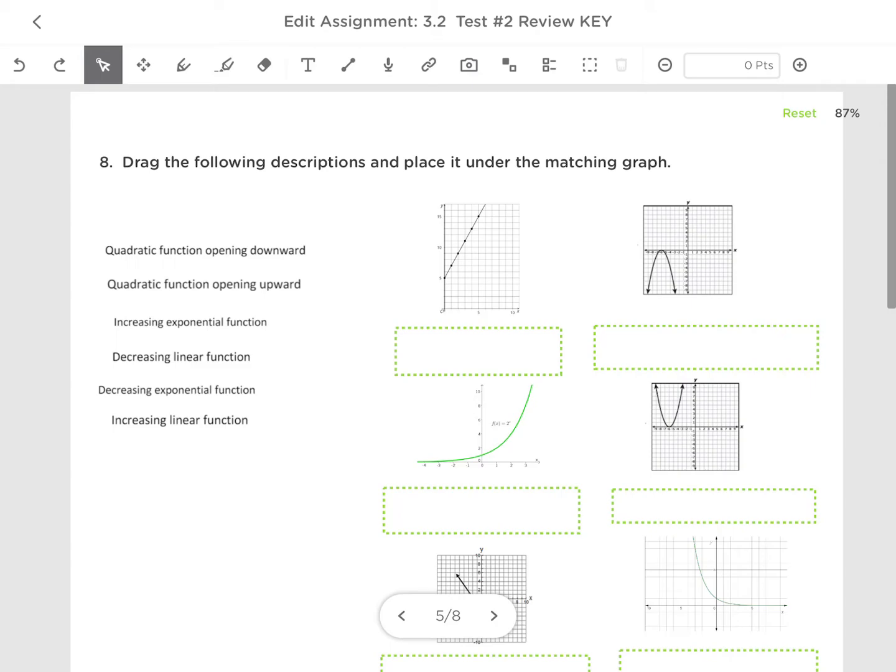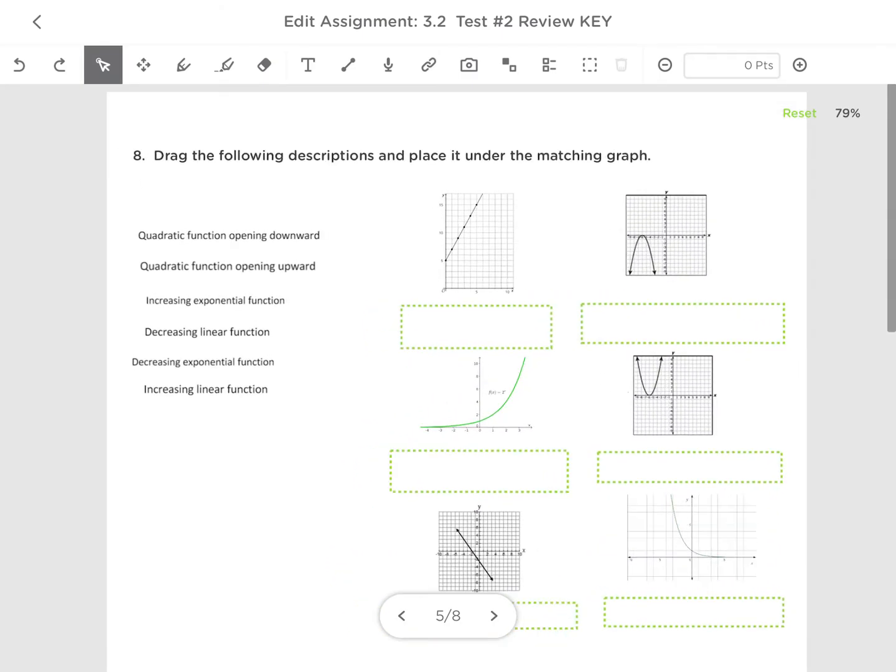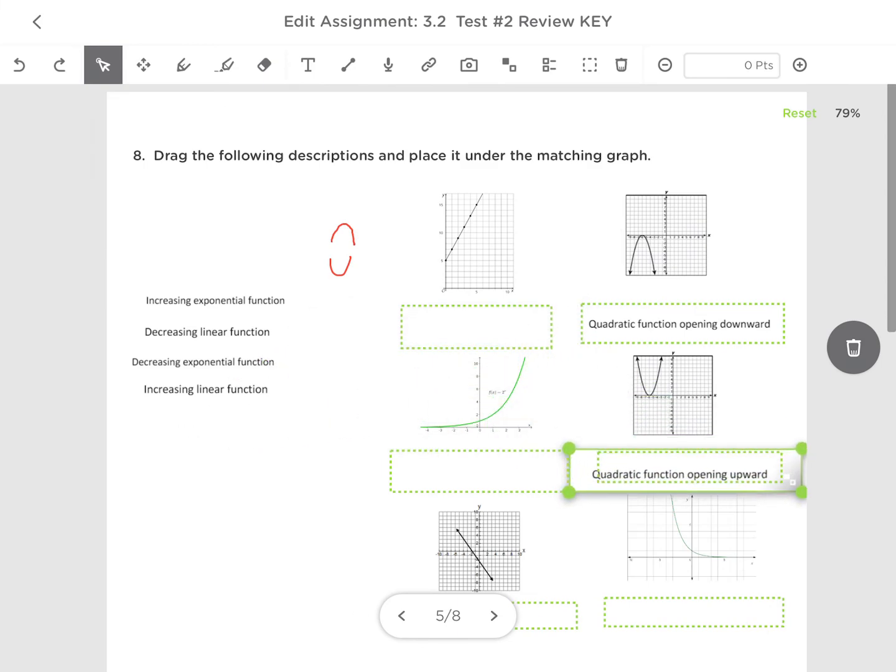Looking at number 8, drag the following descriptions and place it under the matching graph. So I have all these graphs and I need to use the words, the descriptions to describe them. So quadratic function opening down. So we're looking for a U shape that opens down like that. Okay, so quadratic function that opens down, that's going to go right here. Now we want a quadratic function that opens up. Okay, so it's making that U shape. So that is going to go right here.